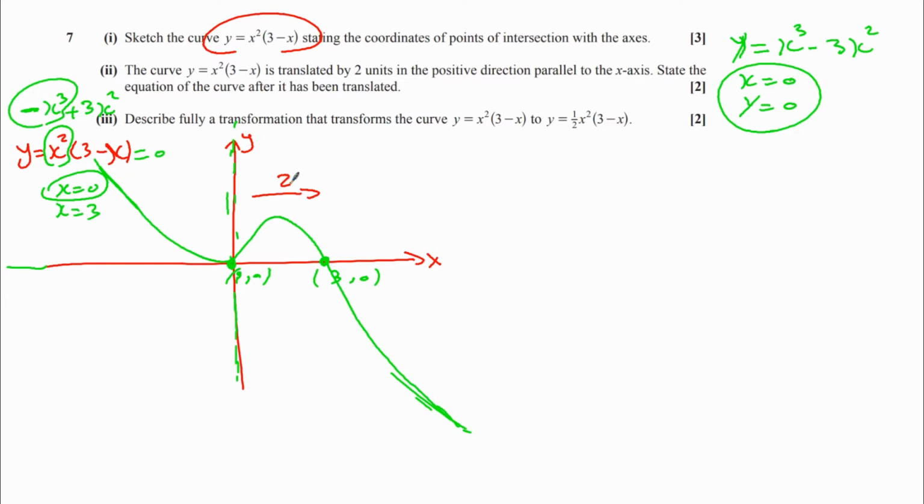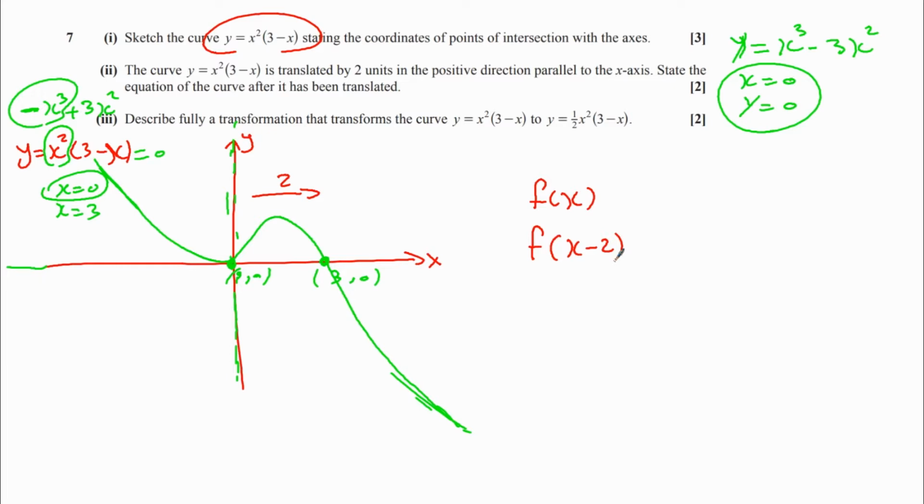So if you remember, when we have f of x sketched, and we move 2 units to the right, that basically means f of x minus 2. Function of x minus 2. So if this is a minus 2, the curve would go to the right. If it was a plus 2, it would go to the left.